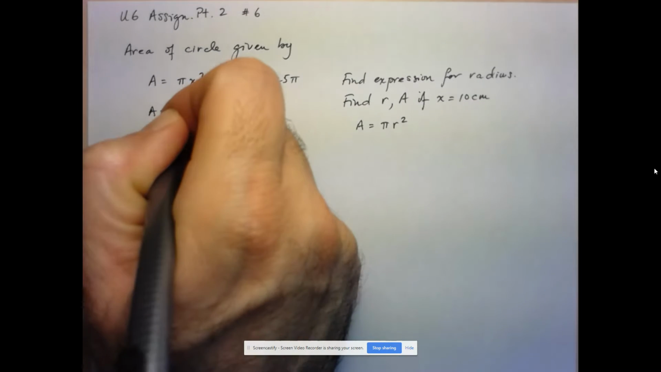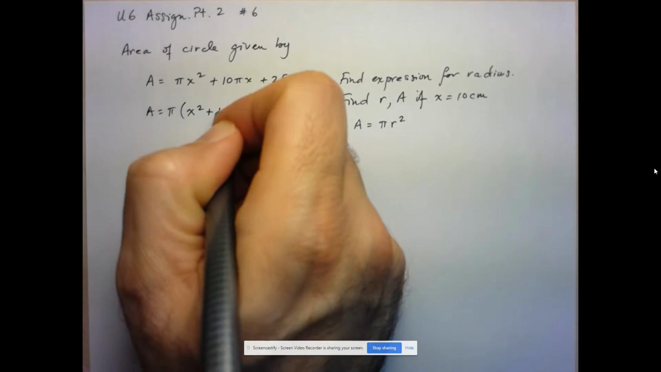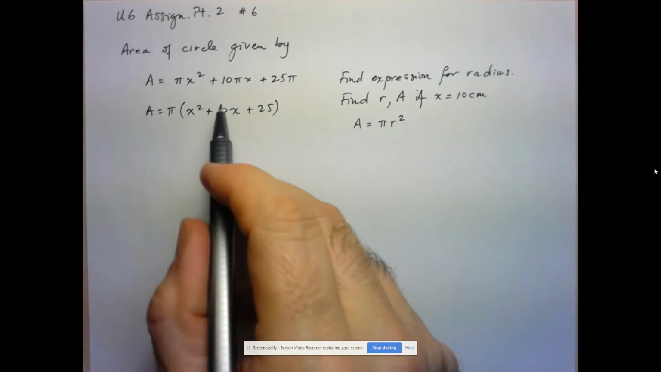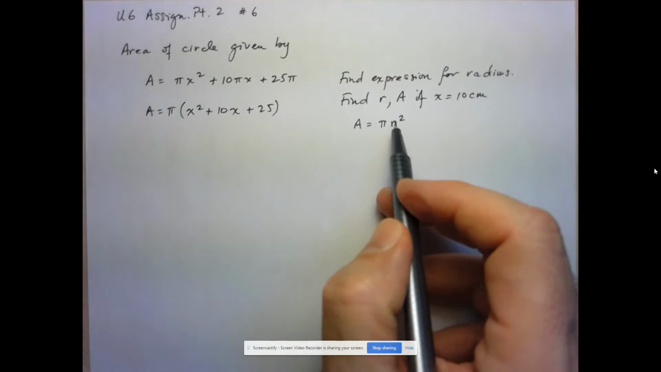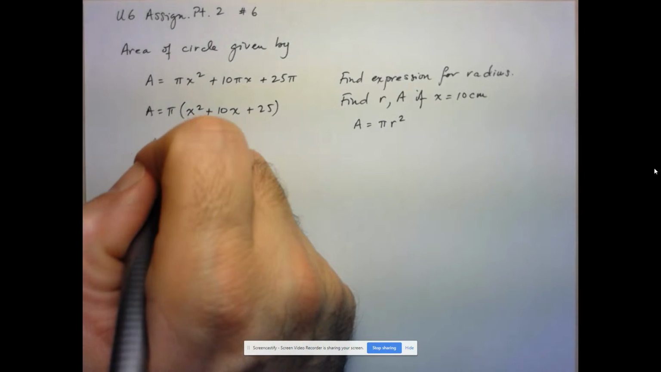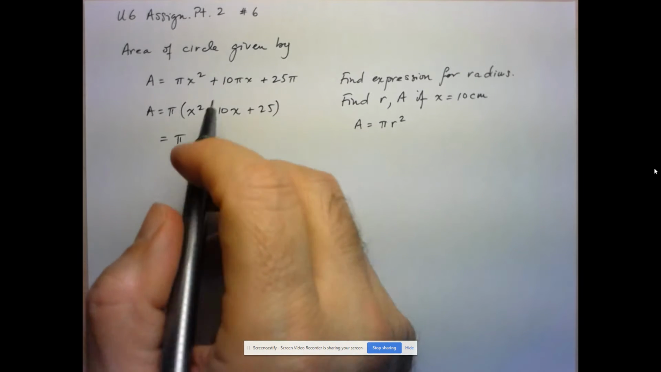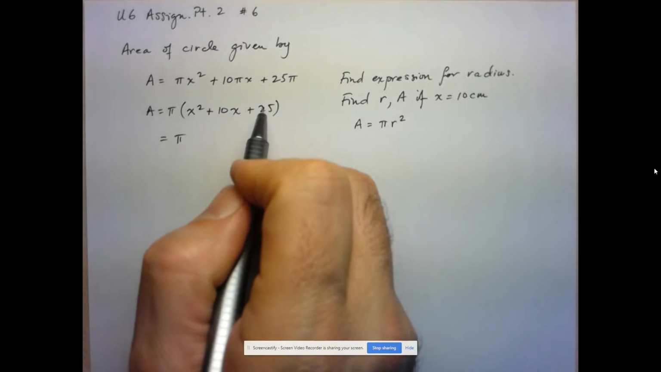So area is pi. If I remove the common factor, I'm left with x squared plus 10x plus 25. And hopefully this expression here is a perfect square. So I'll have something squared. That something will be the radius. And when I look at this here, it looks like a pretty good candidate for a perfect square because the first and last terms are perfect squares, x squared and 5 squared.